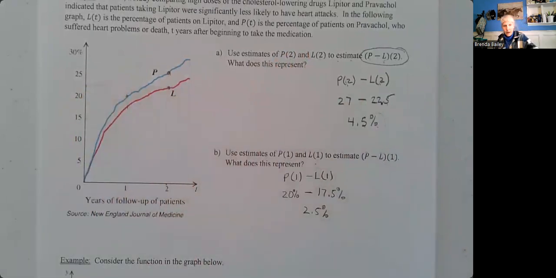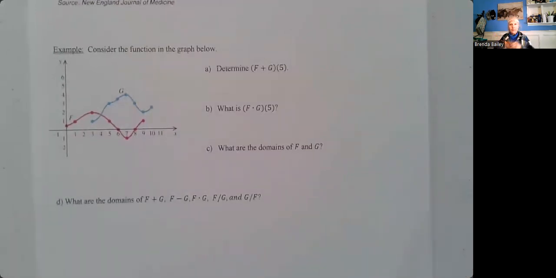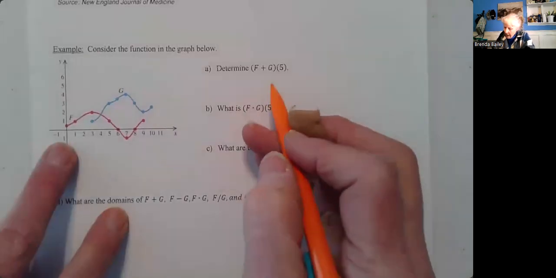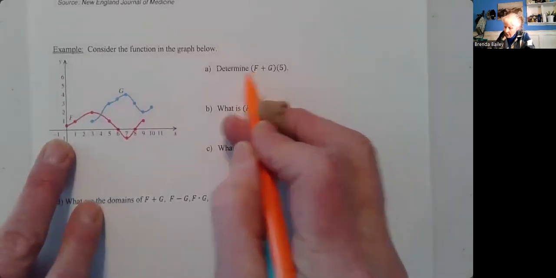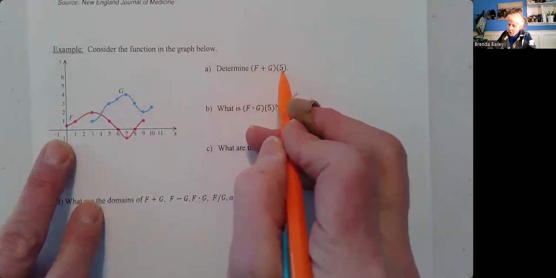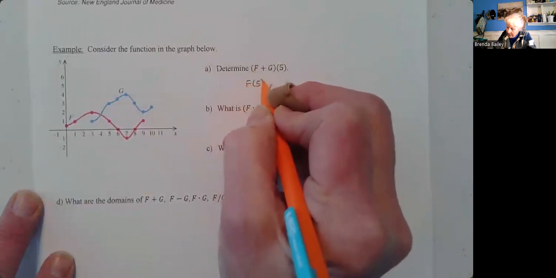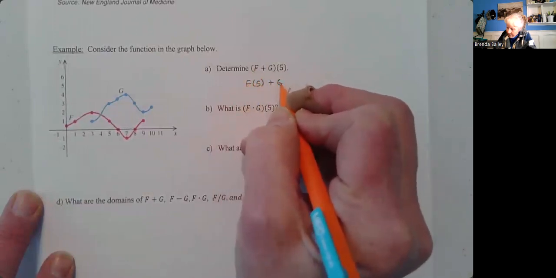All right, let's look at another one. Example that deals with finding the domain given a graph. So what we have is we've got the f, okay, determine f plus g of 5. So we're going to separate it like we did in the previous problems with the algebra though.